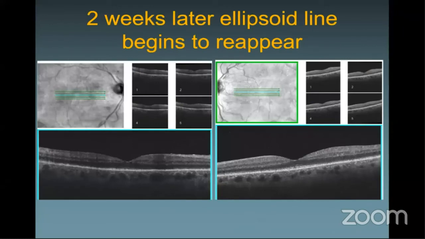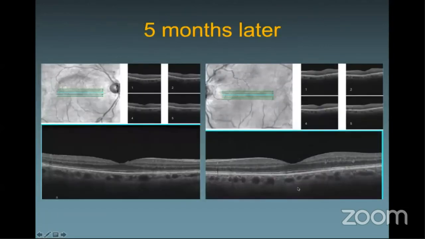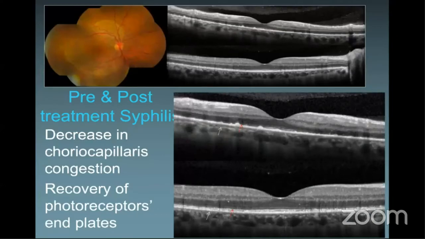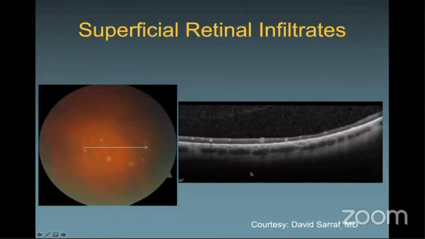The important thing to know is that these things can resolve and improve, and the visual acuity can come back to near normal if you make an early diagnosis and do not make the misdiagnosis and start the patient on steroids. This patient received penicillin, and the photoreceptor ellipsoid line begins to return, and 5 months later it's completely intact with visual acuity recovery to 20/20 in both eyes. Here's another example where the patient has acute lesions and shows recovery of the photoreceptors. Occasionally, some of these patients can have superficial retinal infiltrates that are seen especially in men having sex with men, where the lesions are in the inner retina.